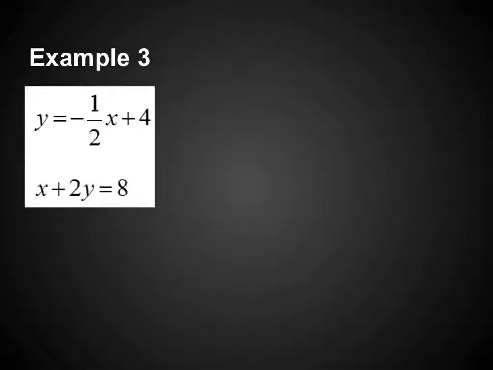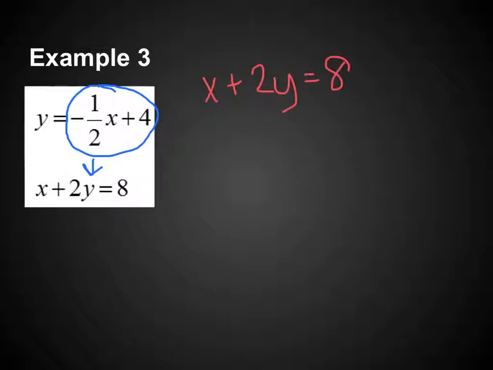Okay, looking at example 3, this time we have y equals negative 1/2 x plus 4. Our second equation says x plus 2y equals 8. The first equation we have has been solved for y. The y is by itself. Since the y is by itself, we're going to take what it is equivalent to, and we're going to plug this in for the value of y. We have in our equation x plus 2y equals 8, and then I'm going to substitute in the value for y, and the value for y is negative 1/2 x plus 4.